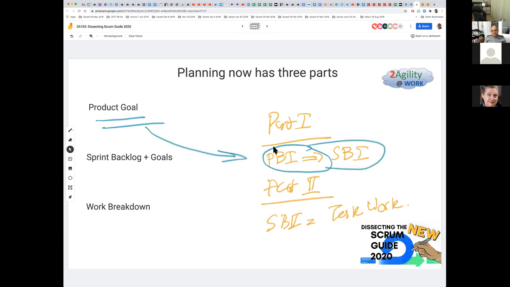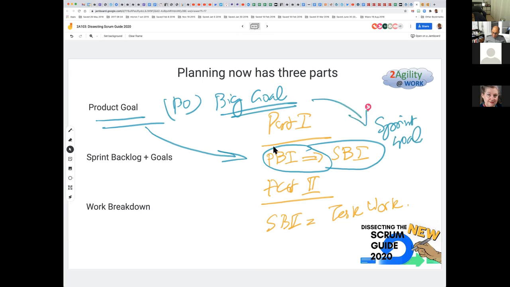So Scrum has introduced a third segment, actually the first one. The product owner starts with: what is our big goal for the product? This is the big goal. And how does our sprint goal here tie into the big goal, which ties into the daily goal and me doing the daily work? So that has been added as an extra step in planning.